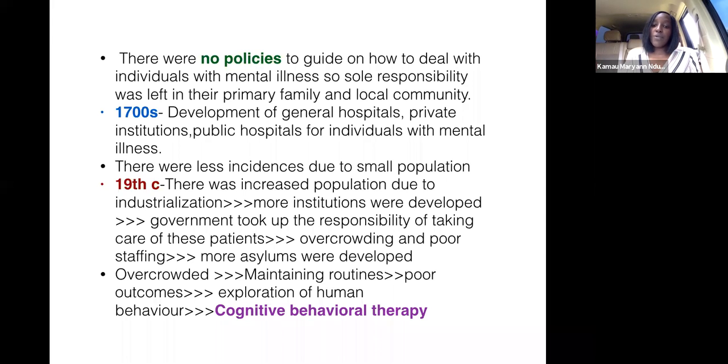So we have hospitals now, but the problem is there was overcrowding and poor staffing, and this caused more asylums to be developed. Due to the overcrowding, the asylum staff were only concentrated on maintaining the routines, and this caused poor outcomes while trying to manage people with mental illnesses. Also in the 19th century, this is where they developed techniques of treatment such as cognitive behavioral therapy, which I will discuss in a few.